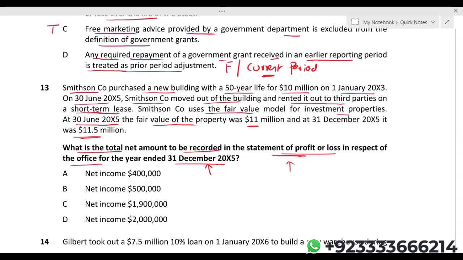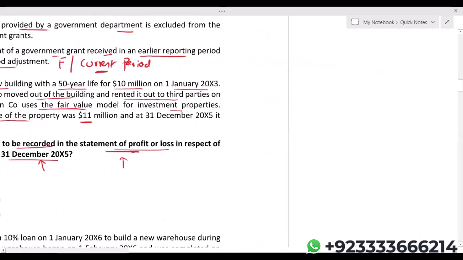Number one, when we transfer the property from IAS 16 to IAS 40, let's see, it happened on 30th June X5. So it means that in the first 6 months, we will be depreciating this property over its original useful life, which is 50 years.